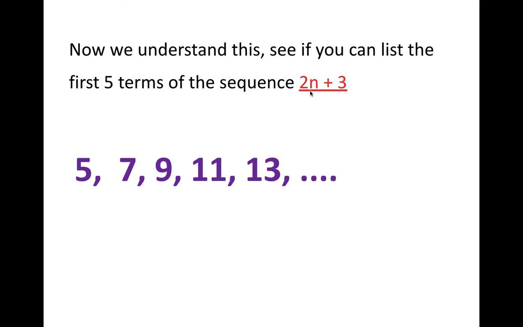So we're going to replace n first of all with 1. So 2 times 1 plus 3 is 5. Then with 2, 2 times 2 plus 3 is 7. Then with 3, 2 times 3 plus 3 is 9. And this is how we generate the first 5 terms of a sequence.